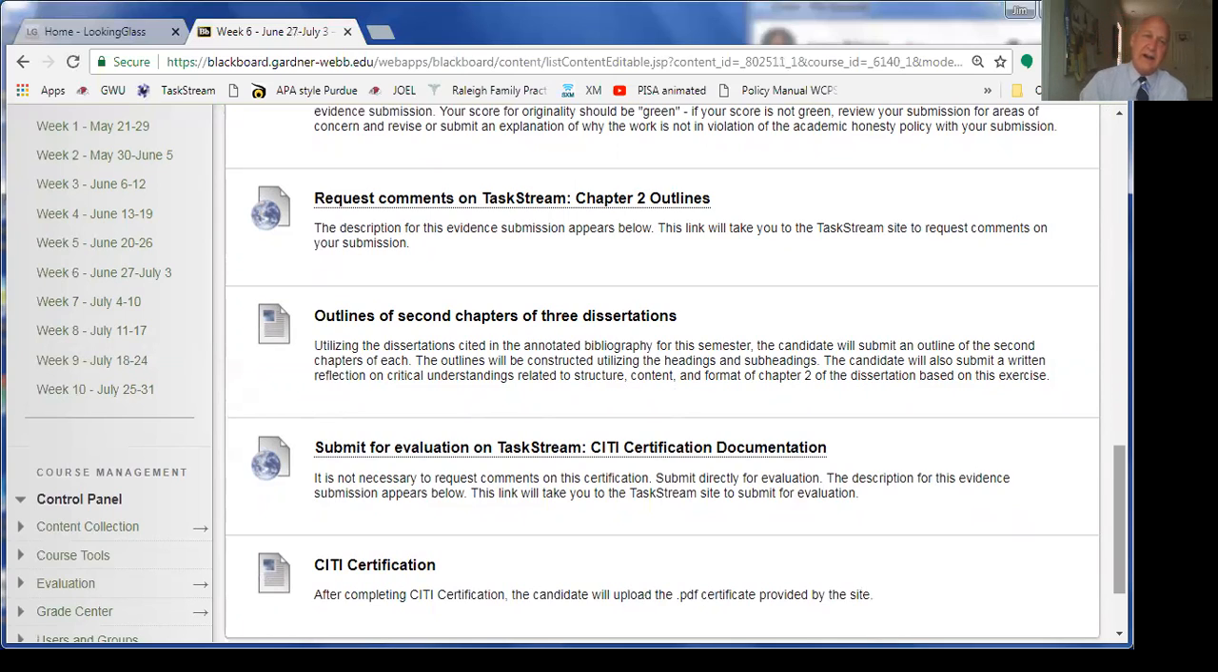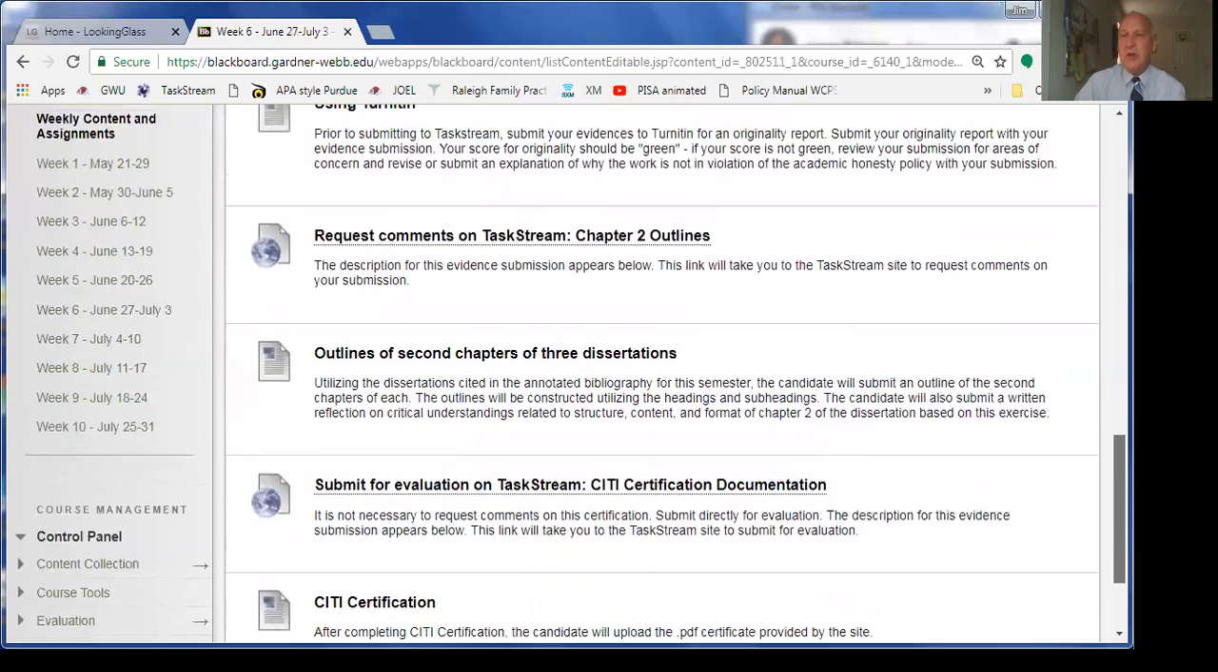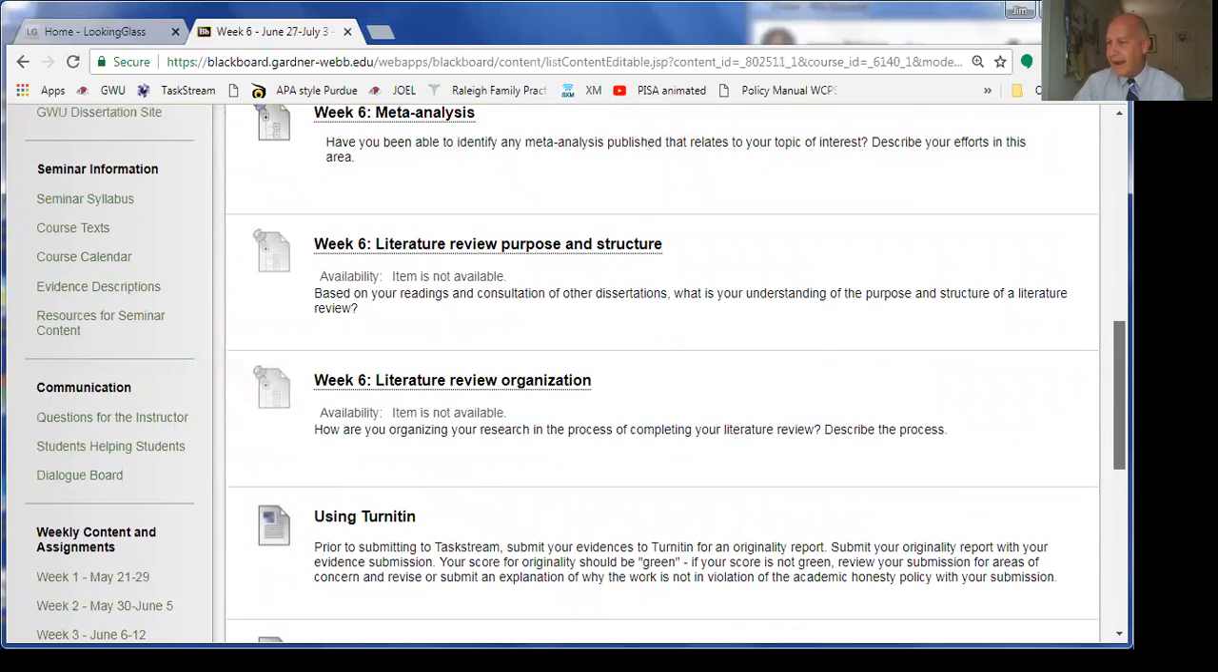So that's a little bit of a preview, and I hope an answer to a question that I had this past week about the assignments. You will be loading 3 chapter 2s, and you will be outlining a possible lit review for your research interest soon.